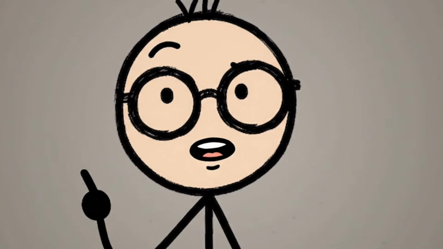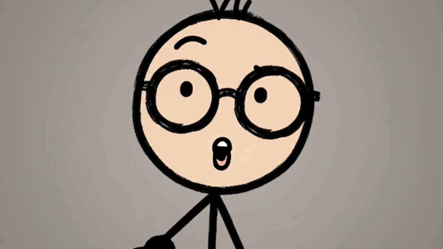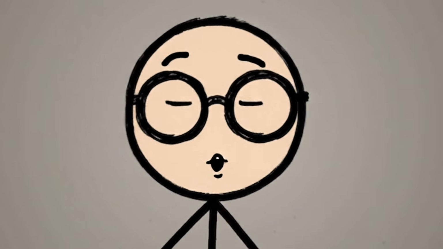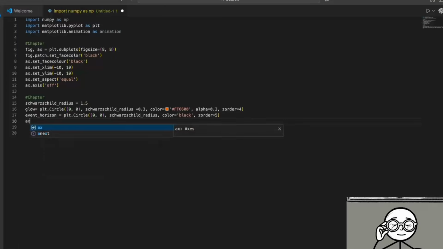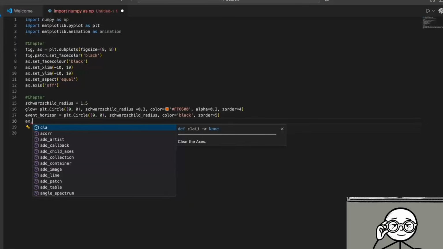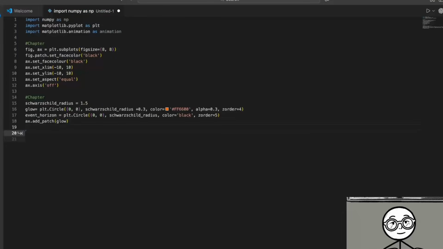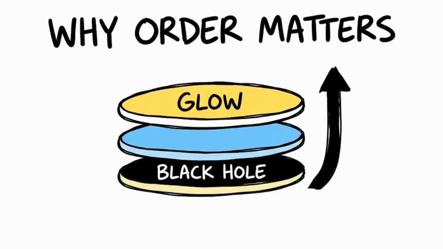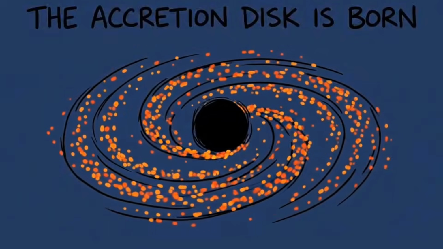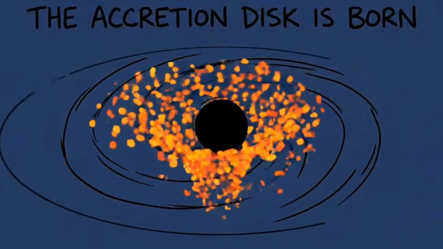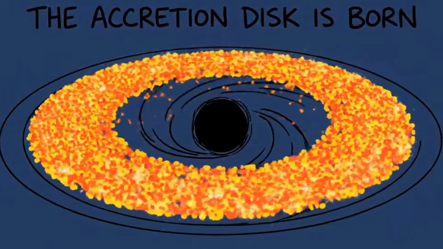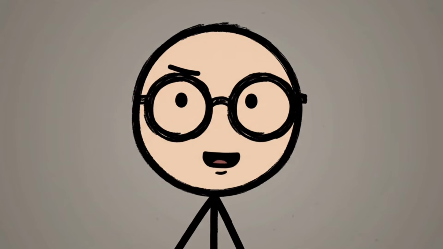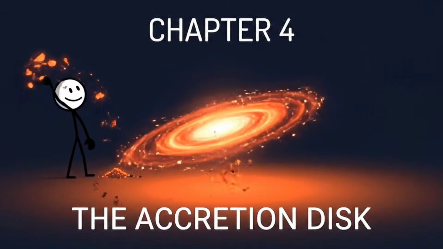The zorder value controls which objects appear in front of others, like layers in a painting. Now add both patches to the axes. ax.add_patch of glow first, then ax.add_patch of event_horizon. You add the glow first because the black circle needs to sit on top and cover part of that orange ring. Why does that matter? Because the real event horizon truly is darker than anything around it. Nothing leaks out. Chapter 4.